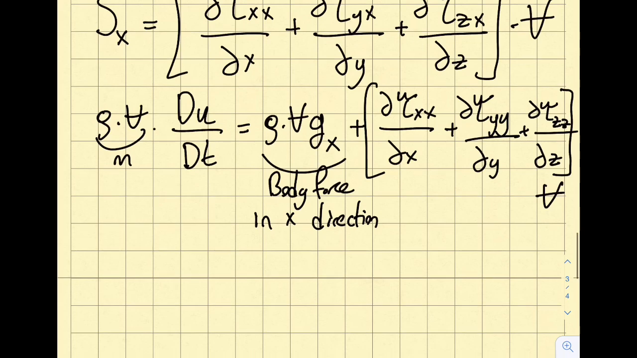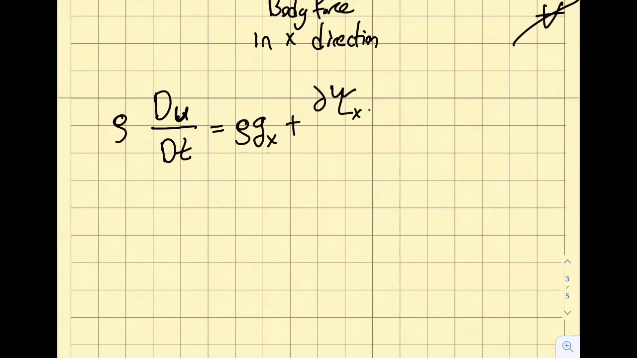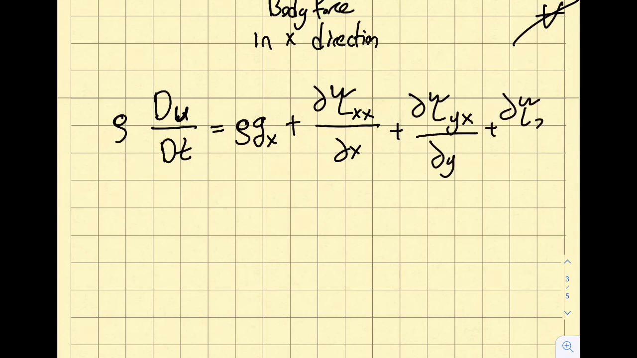So basically you can see that this is how it is established. One thing I would like to do now is go ahead and cancel the volumes, because all three terms have it. The first component of the conservation of momentum equation is this: rho du dt equals rho gx plus del tau xx del x plus del tau yx del y plus del tau zx del z, okay?